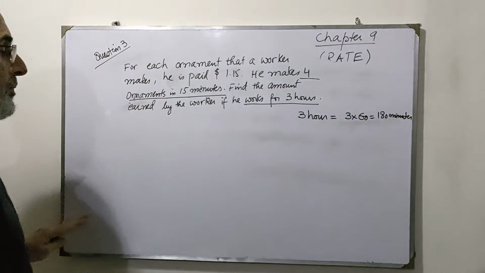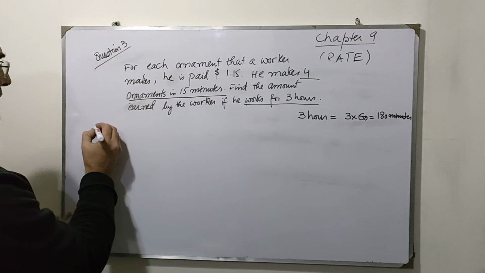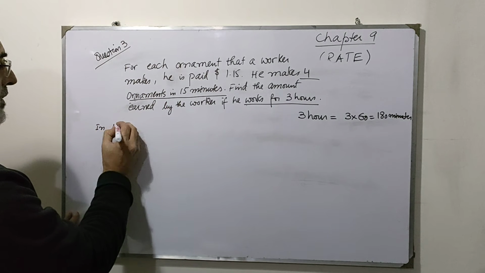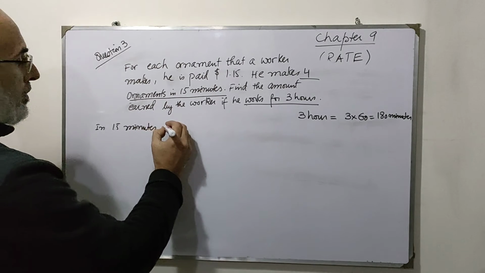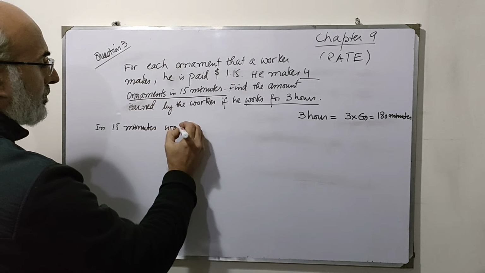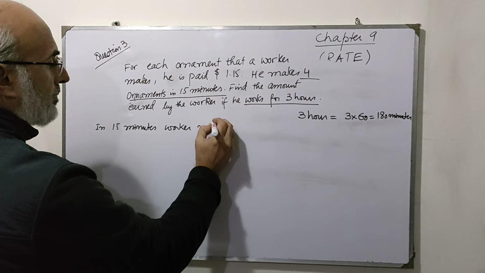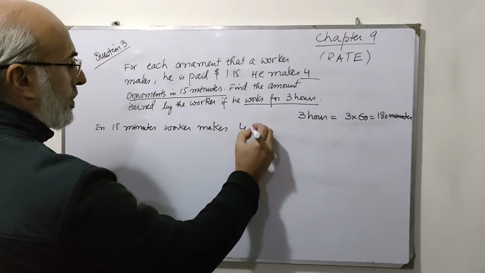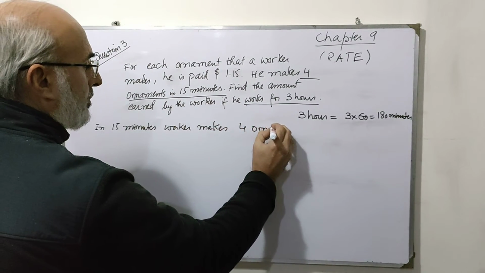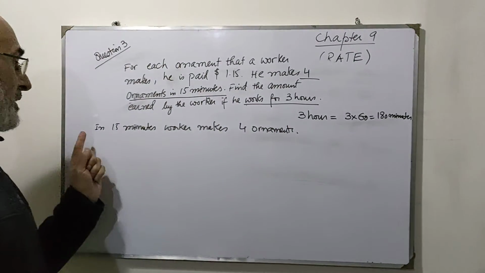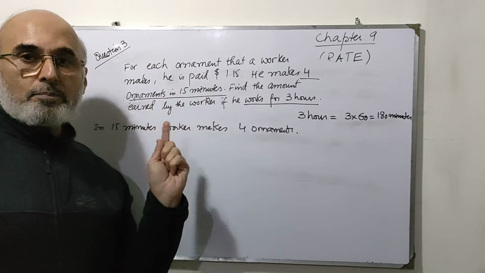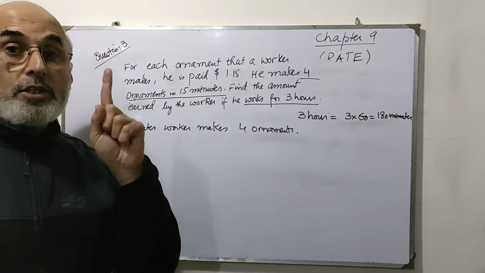Okay. Now, what is happening in 15 minutes? In 15 minutes, a worker makes 4 ornaments. Okay. So this is the rate given to us, but we are always interested in unit rate.